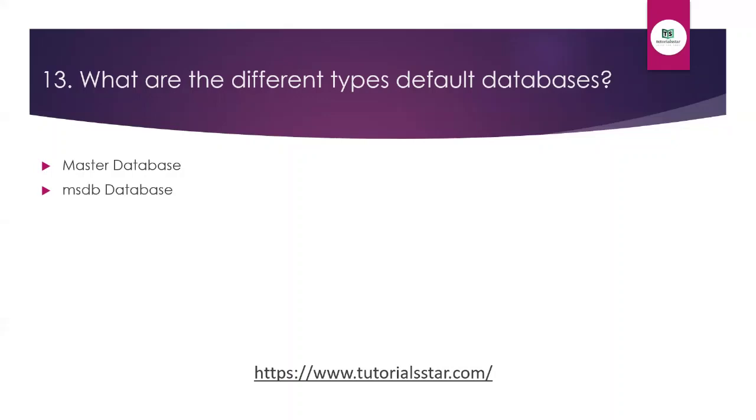Next we have the MSDB database. It stores the information regarding database backups, SQL Agent information, packages, SQL Server jobs, and some replication information for your log shipping. Next we have the TempDB database. It holds the information for temporary objects such as global and local temporary tables and stored procedures. Next we have the model database. It is basically a template database which is used for the creation of any new user database instance.